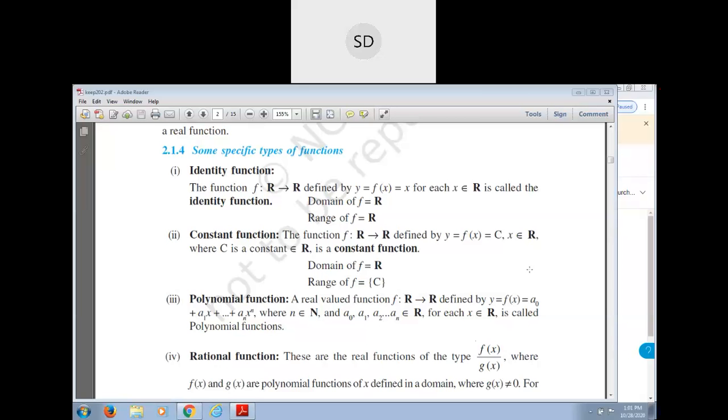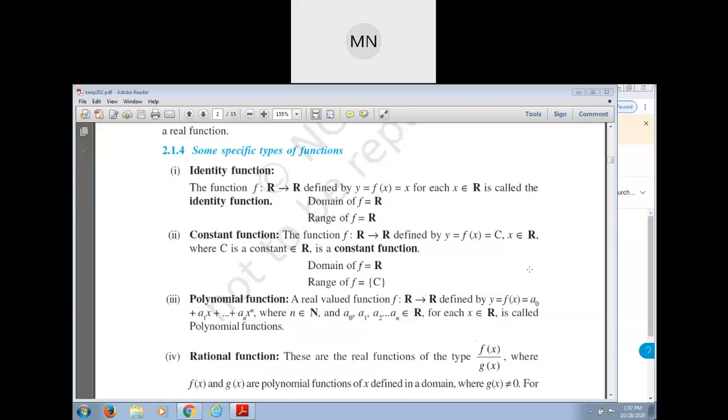Yes, ma'am. It is also a polynomial function because the coefficients are real numbers. Okay, the reason is that the coefficients are real numbers. But suppose x plus 5x power root 2. Is it a polynomial function?